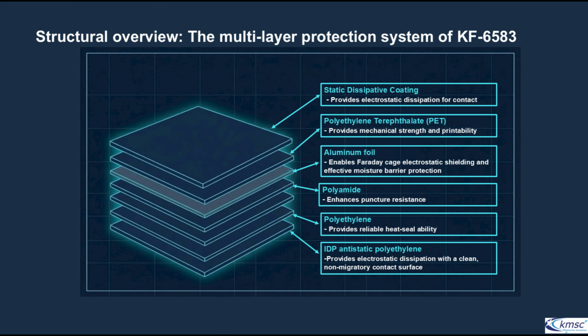KF-6583 features a precisely engineered multi-layer protection system. From the outer static dissipative layer and high-strength PET, through the aluminum foil shielding layer and nylon layer, to the innermost low-humidity antistatic polyethylene layer, it delivers comprehensive multi-level protection.